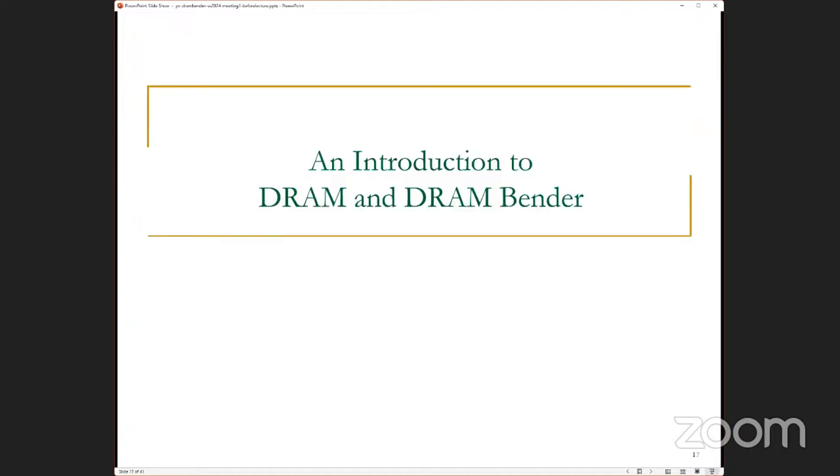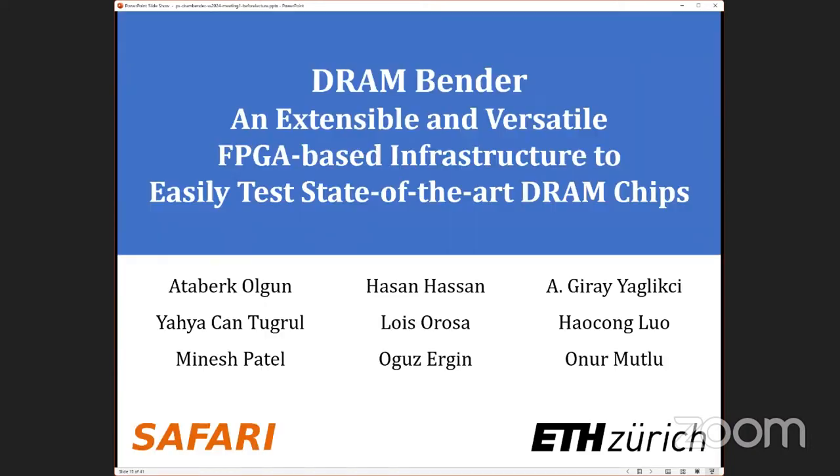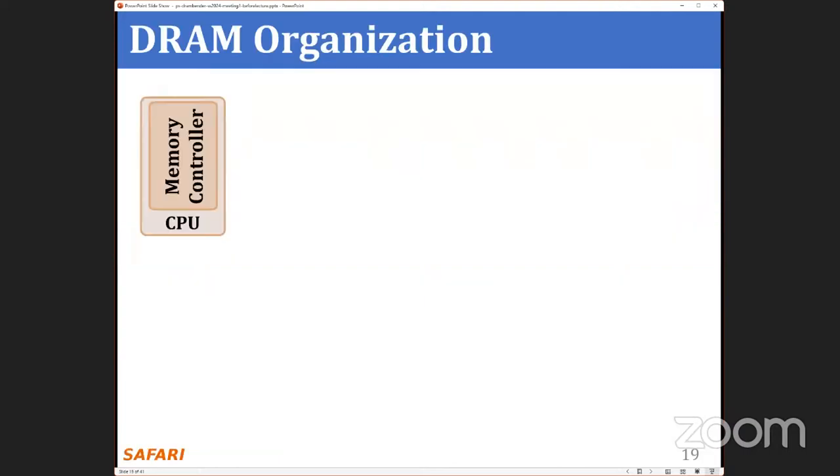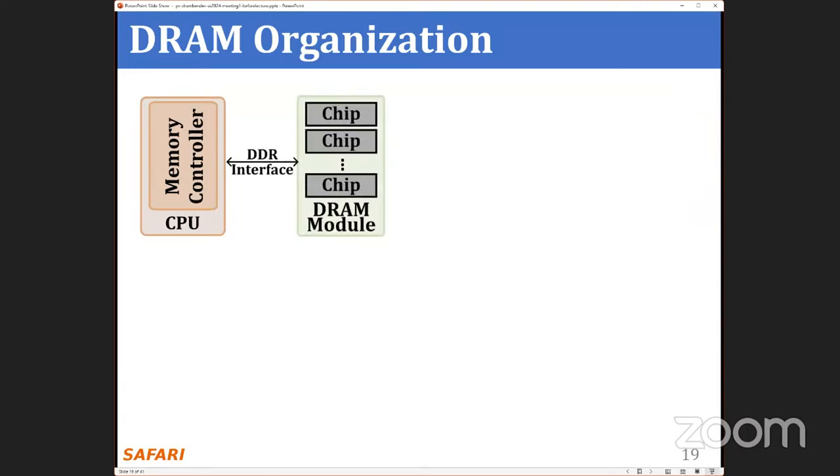So now I will give a brief introduction to DRAM and DRAM Bender. DRAM Bender is an extensible and versatile FPGA-based infrastructure so that we can easily test modern DRAM chips. In a modern system, the DRAM-based memory system is organized as follows. We first have a memory controller that is usually already integrated into the CPU, and it controls the DRAM-based main memory over the DDR interface. And a memory controller controls a memory channel.